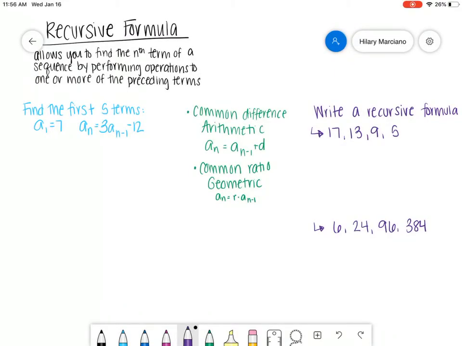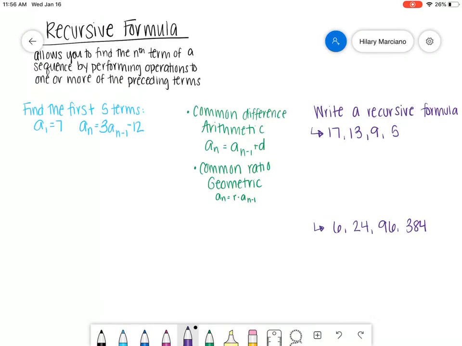Okay, so today we're going to talk about recursive formula, which allows you to find the nth term of a sequence by performing operations to one or more of the preceding terms. So first we need to remember that the two different sequences that we look at are arithmetic and geometric. In the middle here are kind of our formulas for them.